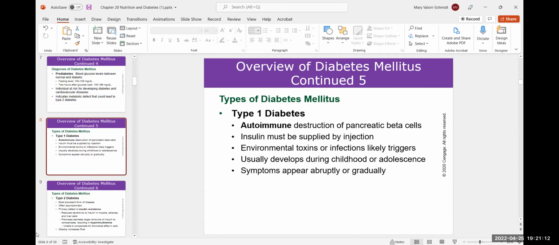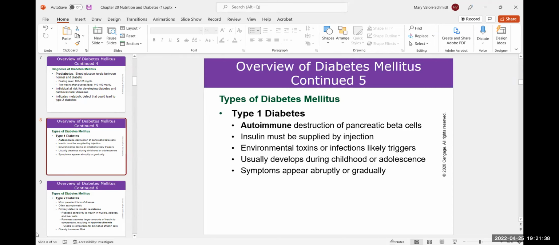So here we go, type 1, it's autoimmune. There are 3 types of cells in your pancreas. Beta cells are the ones that make insulin. Alpha cells make glucagon. So there's a destruction of the beta cells by your own immune system. Your white blood cells attack them. So your insulin can't be made, which means I have to give you insulin by injection.